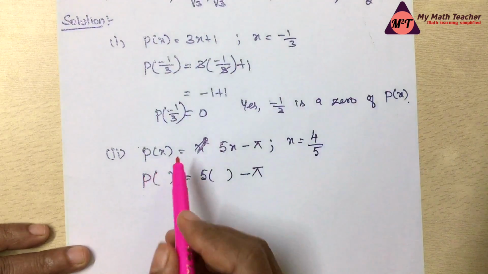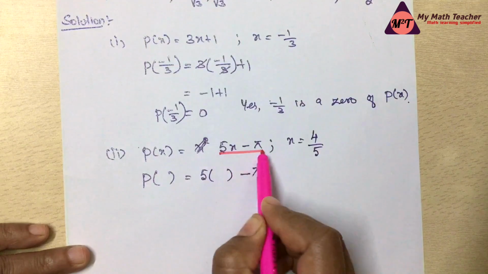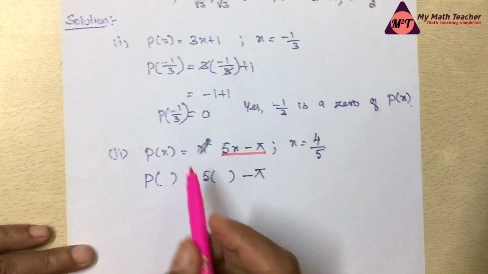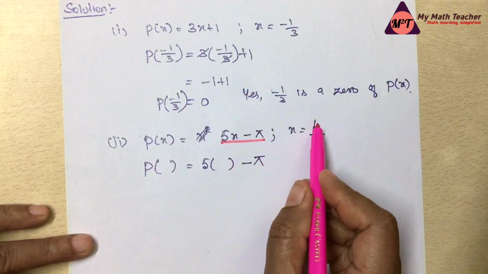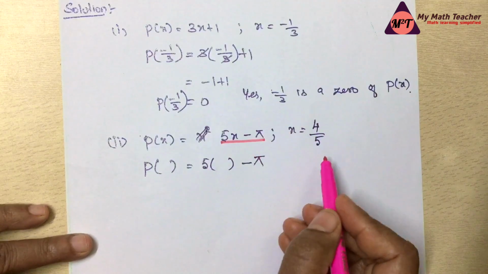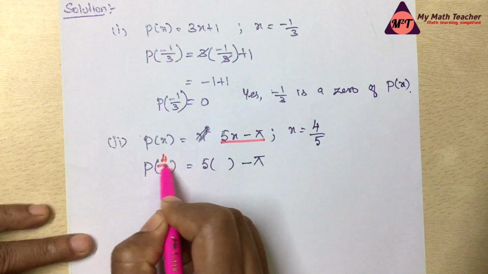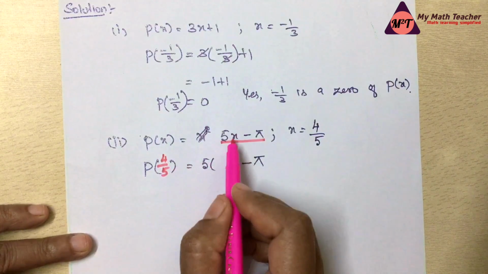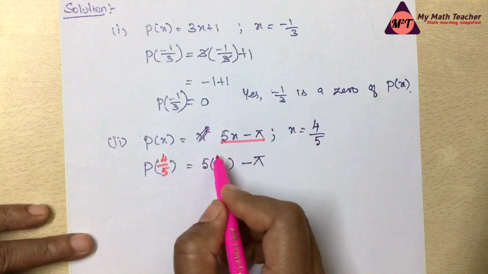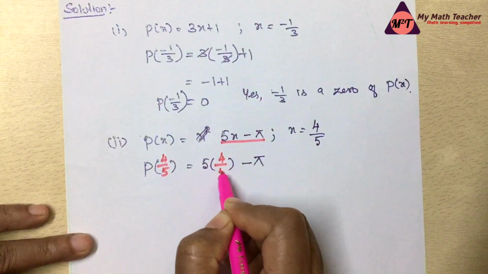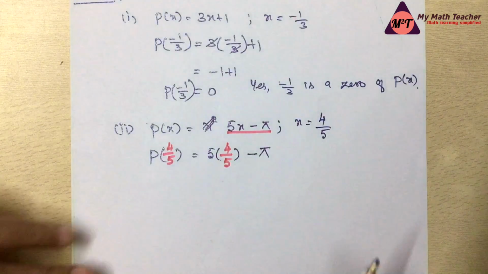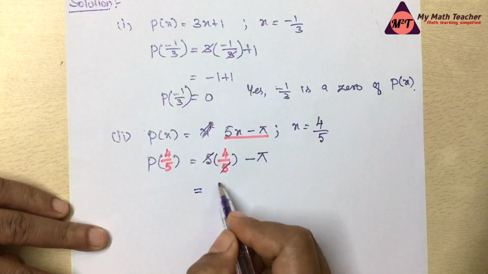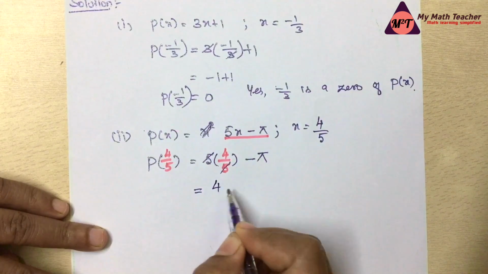Second subdivision is p of x is equal to 5x minus pi. X value is given as 4 by 5. Here in the place of x, we are applying the given value which is mentioned in the question, that is 4 by 5. Now you can understand clearly. Now 5 into x, so in the place of x, 4 by 5. Now you know that 5 and 5 can be divided. It will be equal to 1. So now finally we have got 4 minus pi.